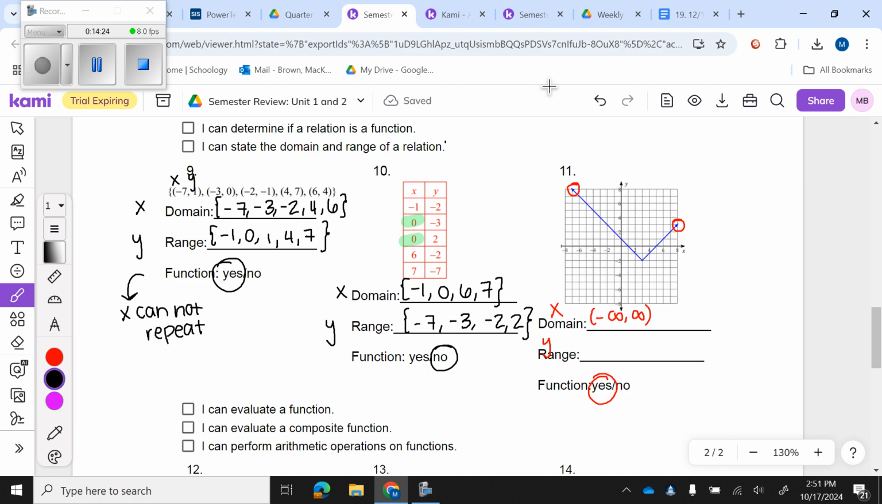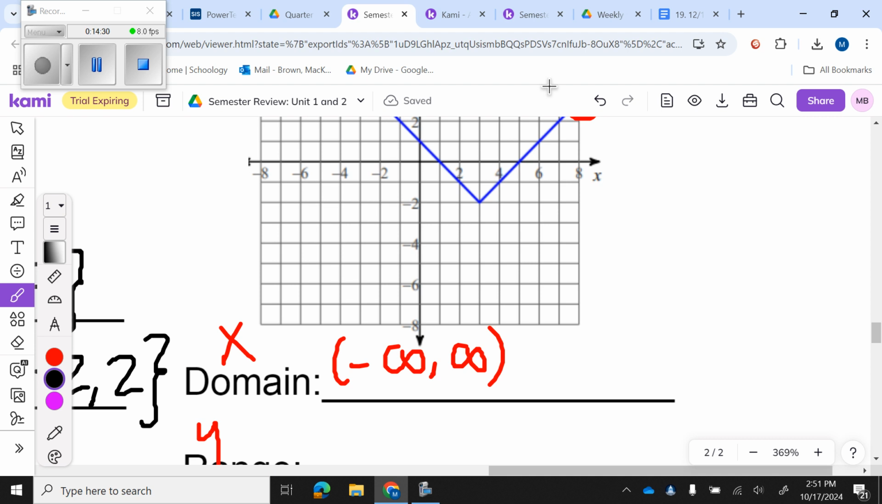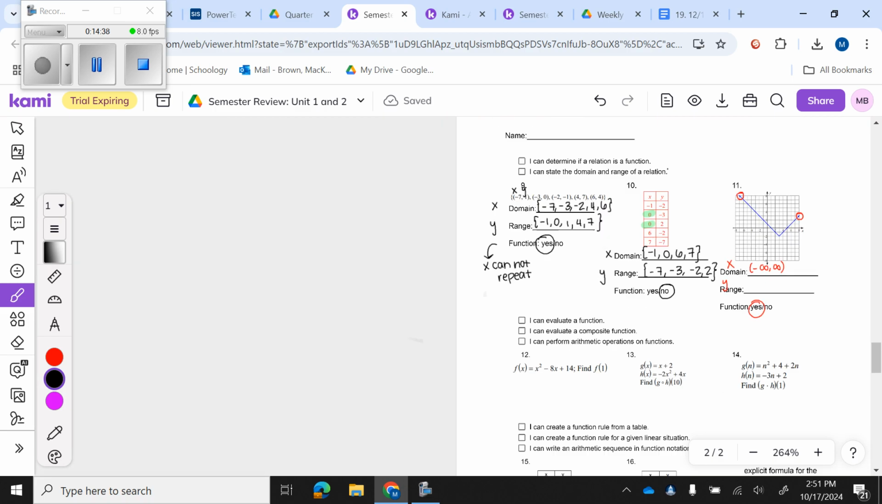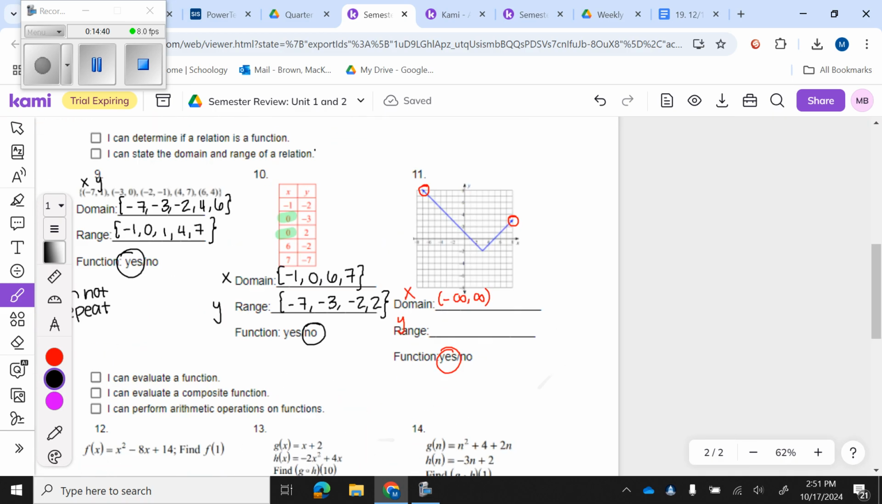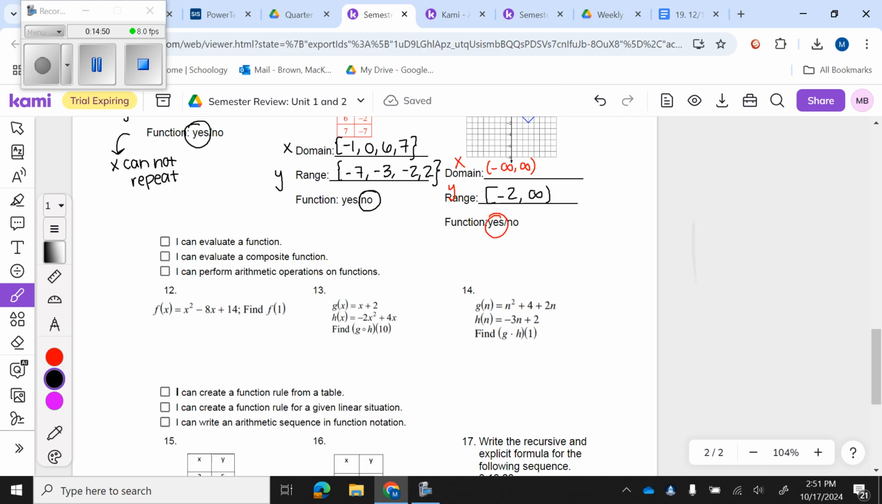For my range, I'm going to see how low it starts on this graph. Where does it start at the bottom of this graph? I'm going to trace along my y-axis, and it starts right here at negative 2, and there are arrows on it, which means it goes to infinity. So I'm going to have from negative 2 to infinity. Remember, I'm putting a bracket on this because it touches negative 2, and you can't touch infinity, so that's why that one is a parenthesis.